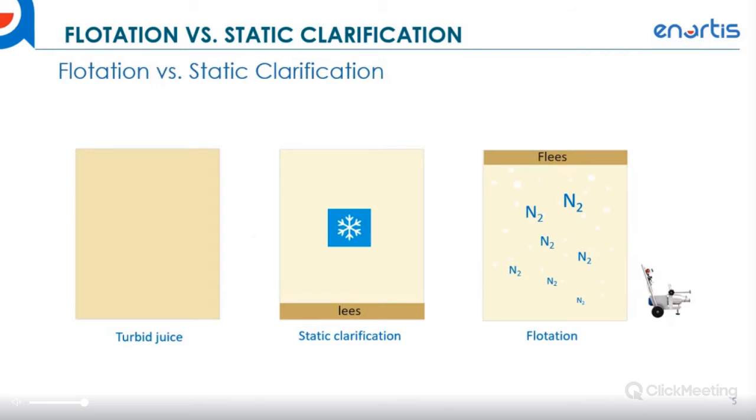So let's talk about flotation versus static clarification. Flotation is a newer method of clarification. Static clarification is the classic way to clarify wines. If we look at a turbid juice subjected to static clarification, generally speaking, you turn on a chiller and let the juice sit there and let gravity take all of the solids down to the bottom of the tank, forming a lees cake. That's static clarification. Most winemakers in the US are using this for clarifying juices.